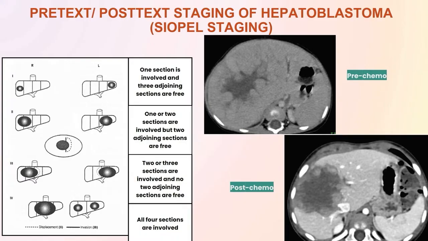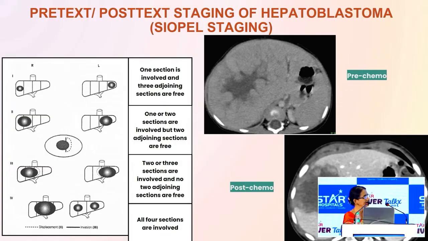And this is post-chemotherapy. It has shrunken, but it still involves I think the right anterior and segment 4. So this still remains a PRETEXT 3. It was PRETEXT 3 before, PRETEXT 3 later on also. But we can see the good response to chemotherapy. And usually they tether towards the veins. So that's a point to remember as well.